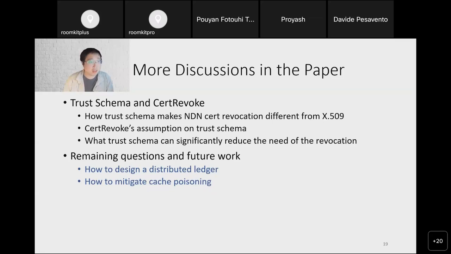Given that CertRevoke relies on the ledger to provide immutable data storage for revocation records, now the question becomes how to design that distributed ledger. Also, given that CertRevoke relies on in-network caching to provide revocation record accessibility, how do we mitigate cache poisoning in the network? This could also be another open question. Thanks for listening.